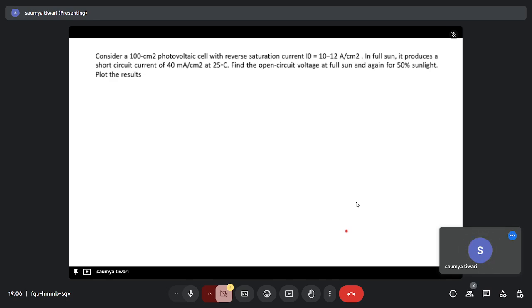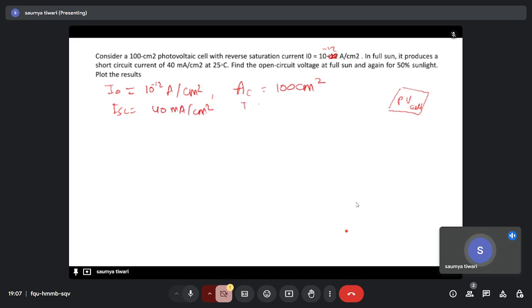Okay, let's see this question. So we have a PV cell. So reverse saturation current is given, this is 10 to power minus 12 ampere per centimeter square, and your area for the PV cell is given, 100 centimeter square. Okay, and short circuit current is also given, 40 milliampere per centimeter square. The temperature is 25 degrees Celsius.